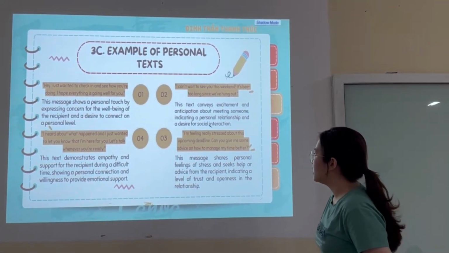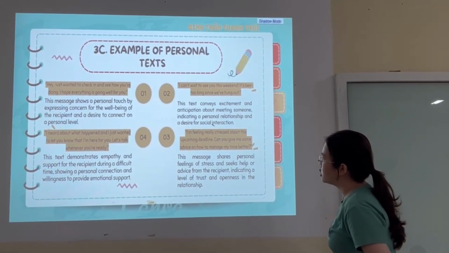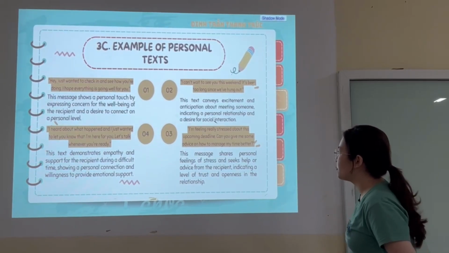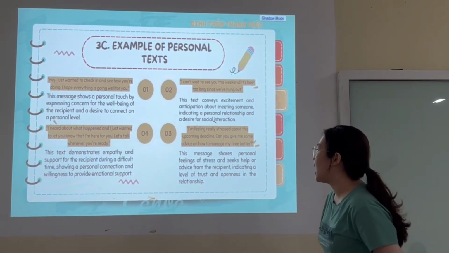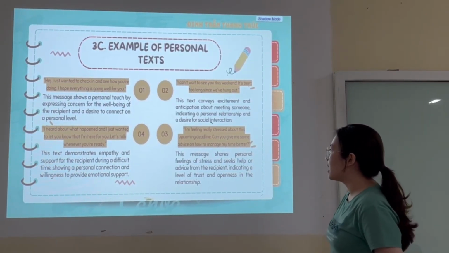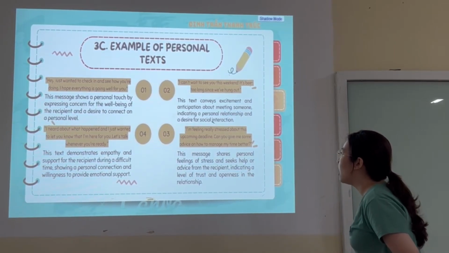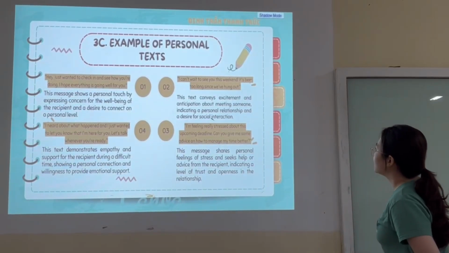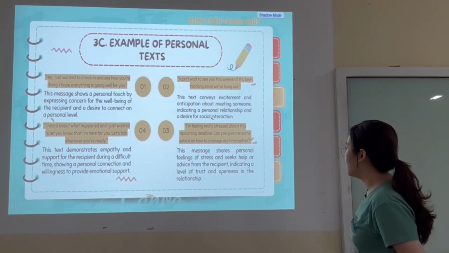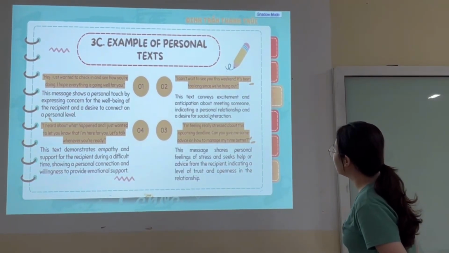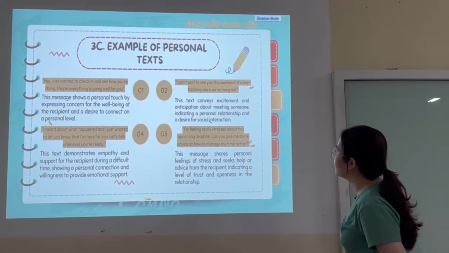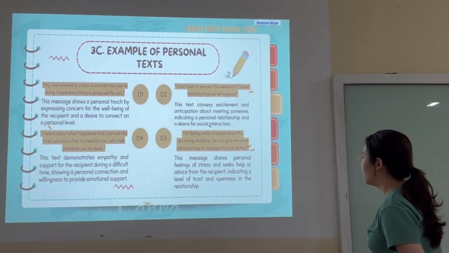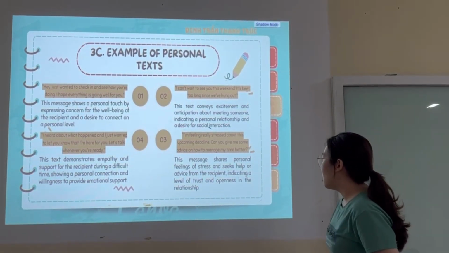In the first example, the messenger starts a personal text by expressing concern for the well-being of the recipient and decides to connect on a personal level. In example 2, this text conveys excitement and anticipation about meeting someone, indicating a personal relationship and a desire for social interaction.